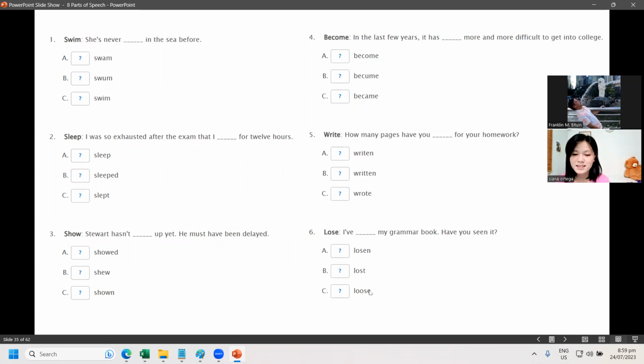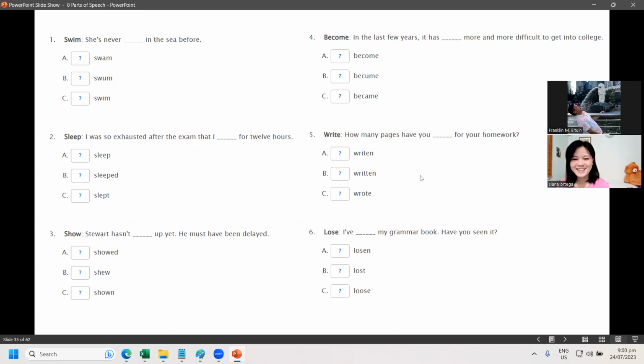"Loose" here is maluag. This one is "loose," maluag. Don't forget, "lost" is different. Double O is maluag. So it should be "lose." The present is LOSE, and then "lost," and then "lost." Lose, lost, lost. Okay, next.